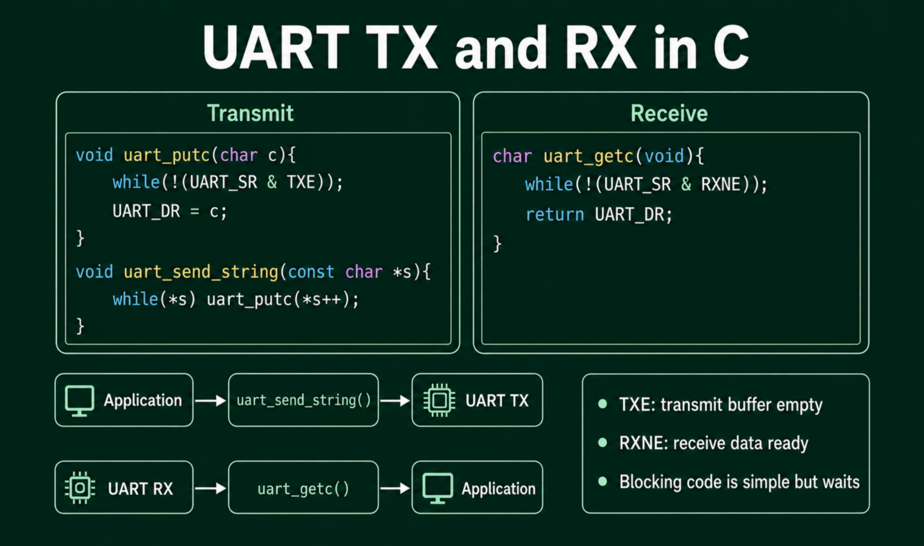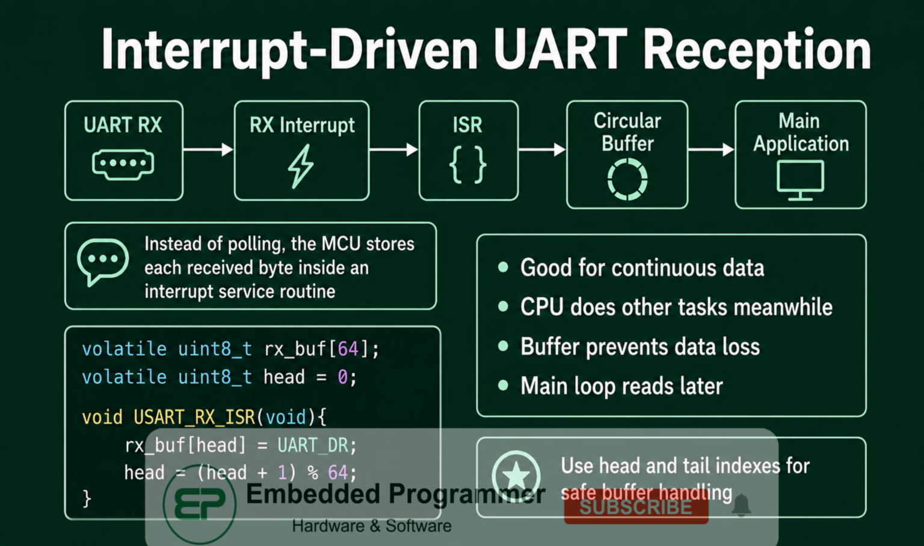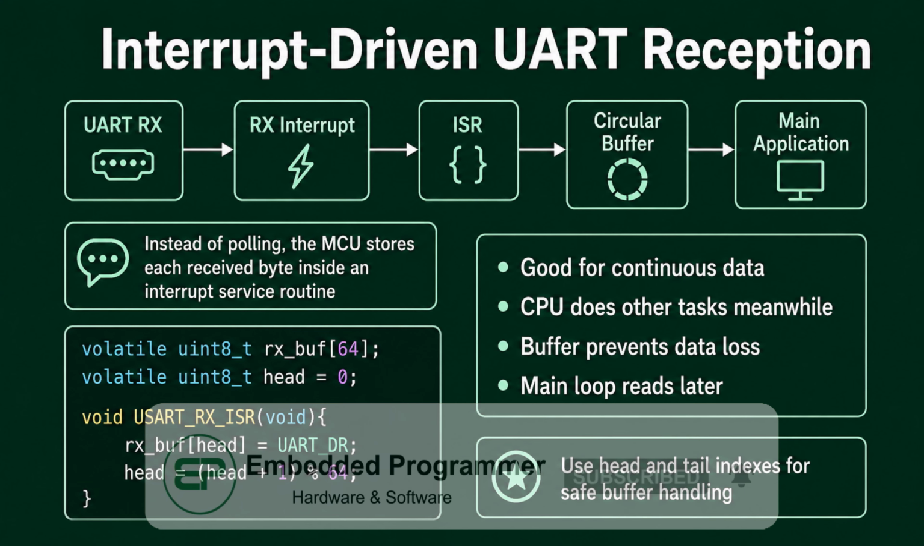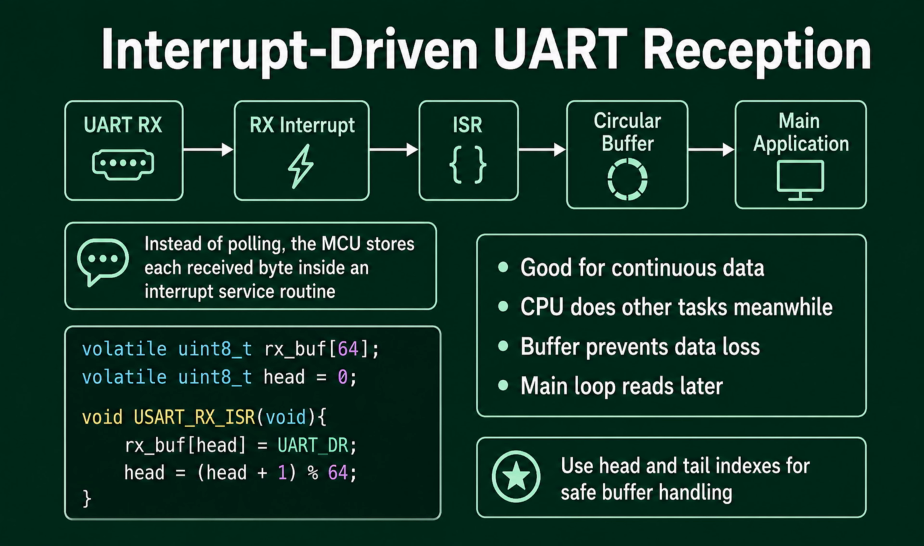However, the processor remains inside the waiting loop until the UART becomes ready. For applications that must perform other operations while receiving data, interrupt-driven UART or DMA is normally more efficient than blocking polling functions. Interrupt-driven reception allows the processor to receive UART data without continuously checking the receive flag. When a new byte arrives, the UART peripheral generates an interrupt.